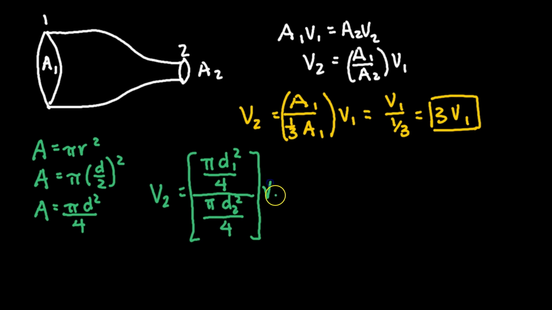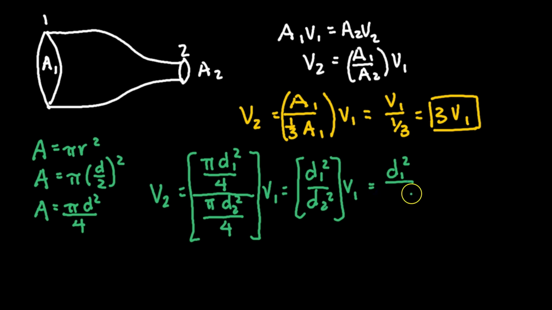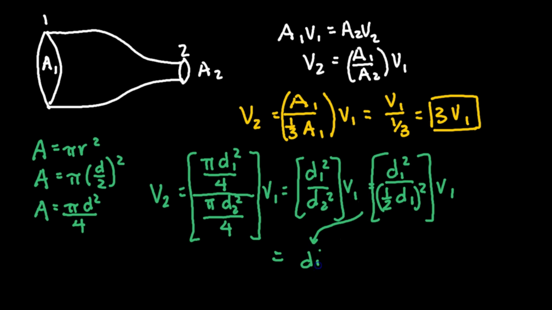For A1, we're going to plug in pi d1 squared divided by 4. For A2, we're going to plug in pi d2 squared divided by 4. And notice that everything cancels out except d1 squared divided by d2 squared, and you still have v1 multiplied to that. And then we're going to substitute for d2. We said that the diameter at point 2 is half the diameter at point 1. So we're going to substitute 1 over 2 d1 for d2. So notice that on the bottom we have this 1 over 2 d1 squared. So if we square this, we're going to get 1 over 4 d1 squared.